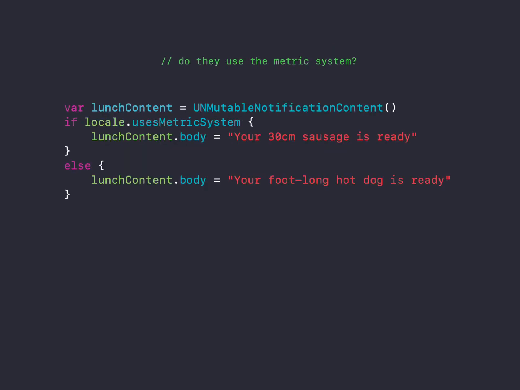This is another one I didn't know about. On NSLocale, you have uses metric system, which is pretty rad. So you could change the content of your message based on which unit of measurement the user uses. I feel like stuff like this probably wouldn't be on your server for the user, or you would have to write some custom code about it. So it's nice that you can do this kind of stuff.